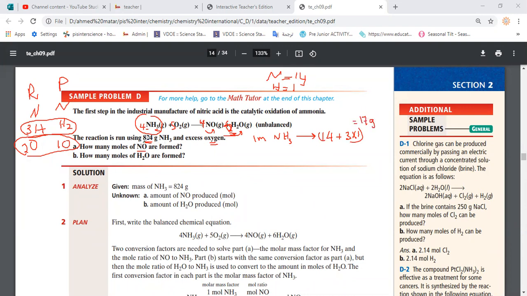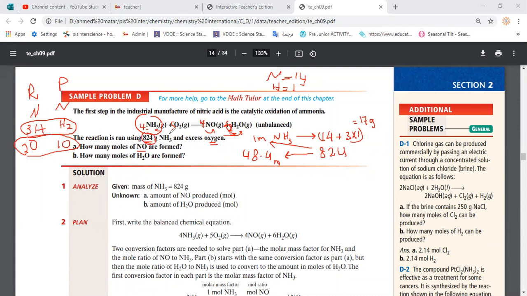So we are asking here, 824 grams. They will represent how many moles of NH3? So cross multiplication. 824 multiplied by 1, over 17, is 48.4. 48.4 moles. Good. So like this, we get the amount of moles in that mass.